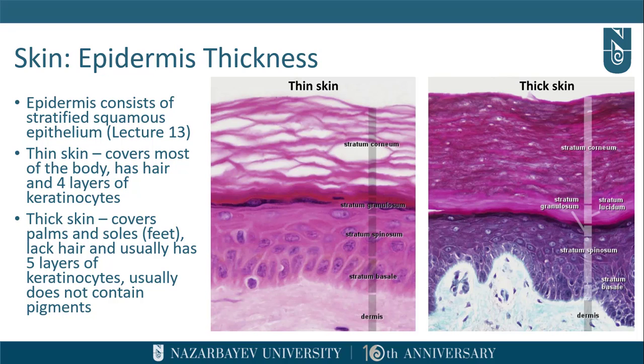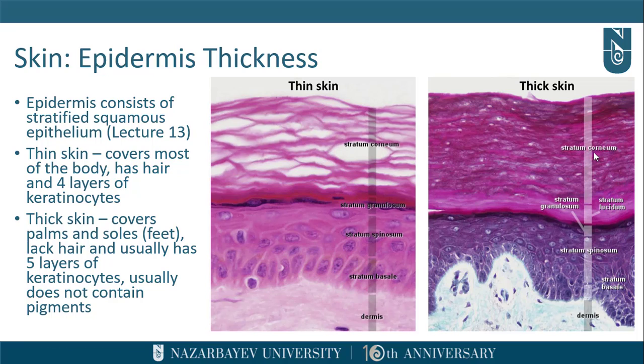And regarding the thickness of the epidermis, our skin can be either thick or thin. Most of our skin is thin, consisting of four layers of keratinocytes. And these are the four layers: stratum basale, stratum spinosum, stratum granulosum, stratum corneum. You don't have to remember the names of these layers, but just to show you that thin skin contains these one, two, three, four layers in the epidermis, whereas in thick skin you have one, two, three, four, five layers.